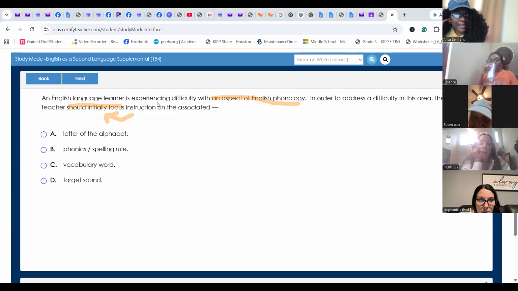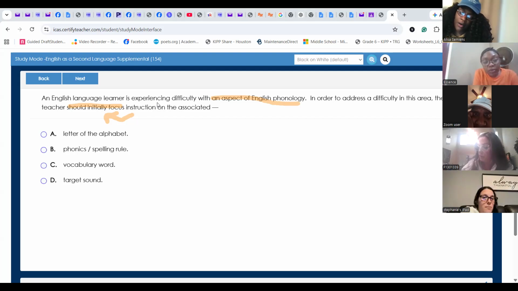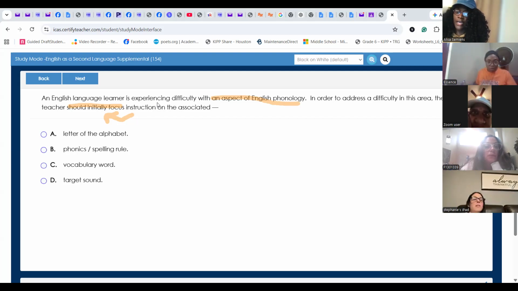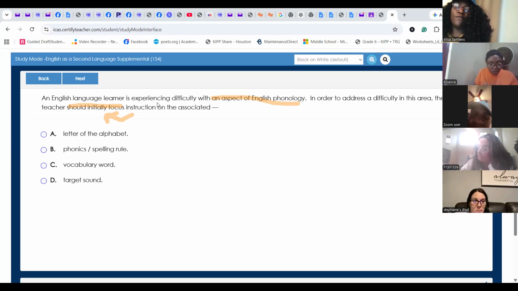All right, so when we look at phonology, phonemic awareness, phonological awareness, phonology, all of that is dealing with sounds. When we think about pronunciation, how we pronounce a word, it's all dealing with sounds. And so it's going to be D as in dog, target sound. So phonology, and I'll put them in the chat.